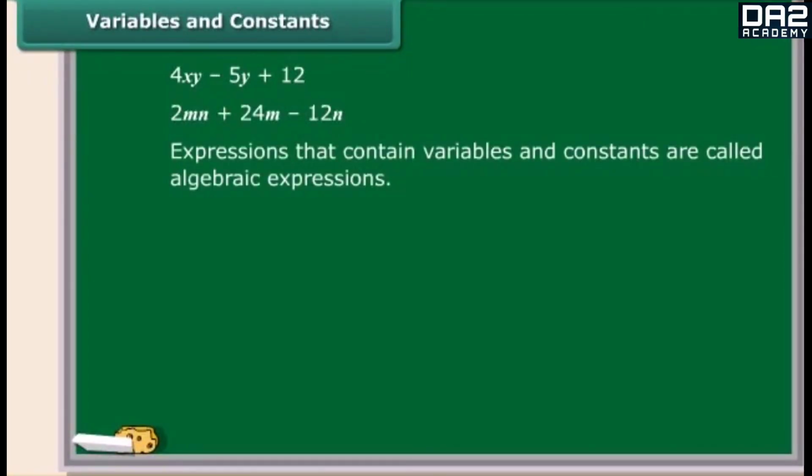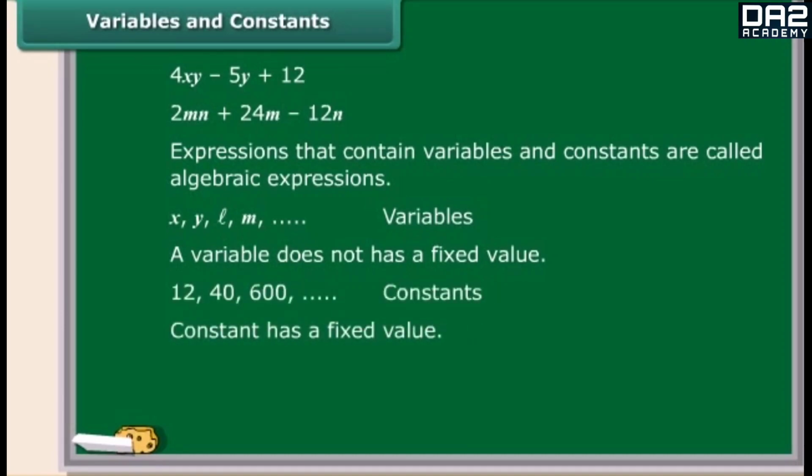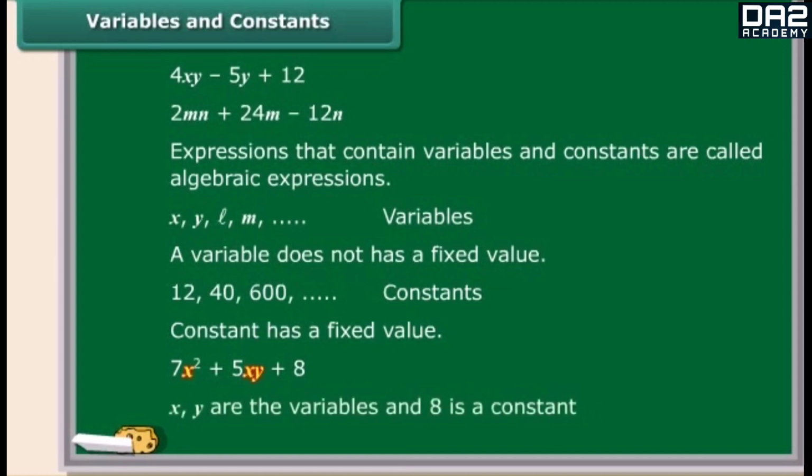Expressions that contain variables and constants are called algebraic expressions. The letters such as x, y, l, m, and so on are used to denote variables. A variable can take various values and its value is not fixed. On the other hand, a value that does not change is a constant. So in the expression 7x squared plus 5xy plus 8, x and y are the variables and 8 is a constant.